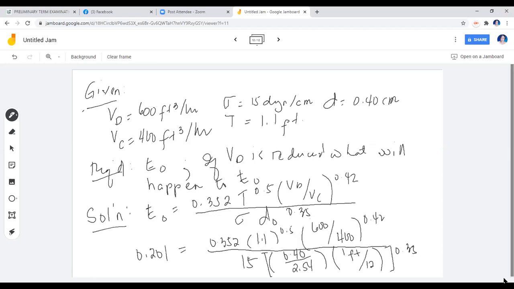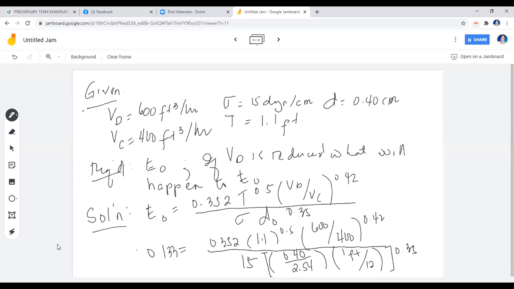0.113, because I changed the tray spacing in this case. The original tray spacing in the problem is just 1 foot, so I changed it to 1.1. So our answer should be 0.133. So that's correct. So this is 0.133 for our tray efficiency, overall tray efficiency.